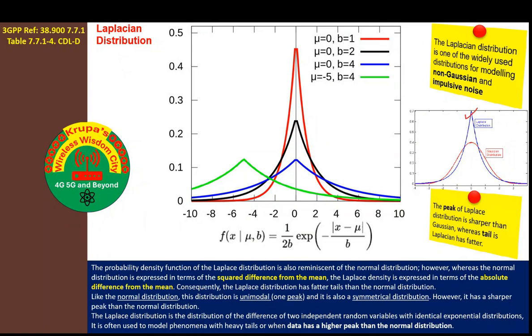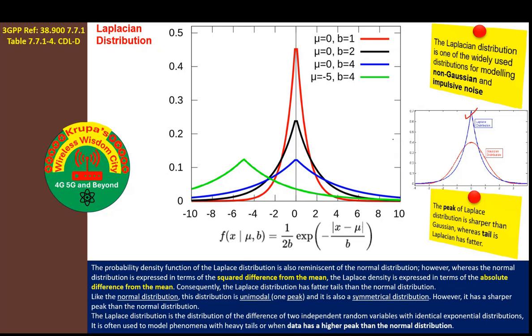If you see, the Laplacian distribution is very spiky in nature, is it not? Whereas Gaussian is pretty smooth, unlike your Laplacian, but it has a very fat tail, right? These are the comments about the Laplacian distribution. The peak of the Laplacian distribution is sharper than Gaussian, whereas the tail of the Laplacian is fatter. If you look at the tail, the blue line is fatter. It's going above the red line. That is why the Laplacian distribution is also used for non-Gaussian distributions and for impulsive noise.